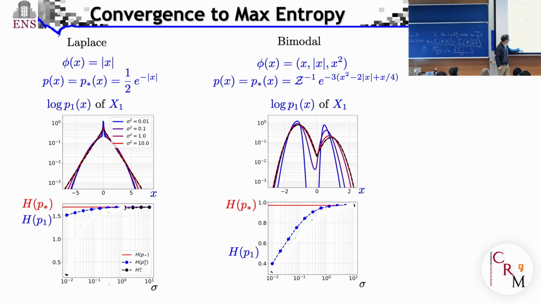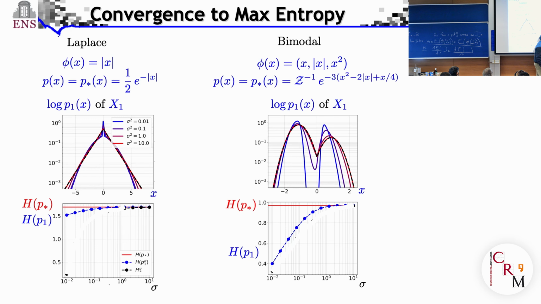As you increase sigma, the amount of noise that you introduce in your equation, the solution that you are going to get at the end of time is going to have an entropy which progressively increases and converges to the maximum entropy solution. Now, here is a second example, a bit more complicated, which is bimodal. The distribution, which is shown in dashed line over there, has two modes.